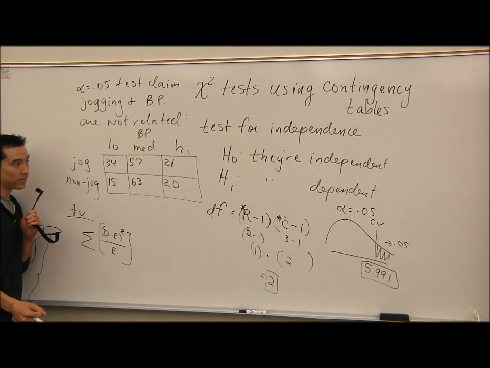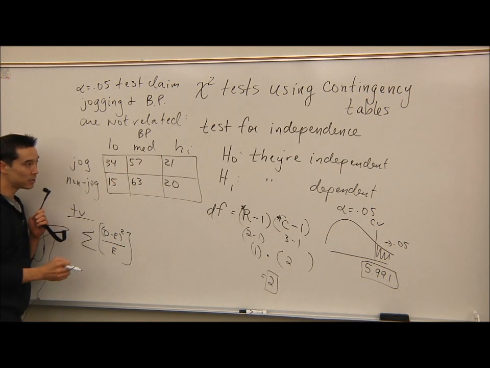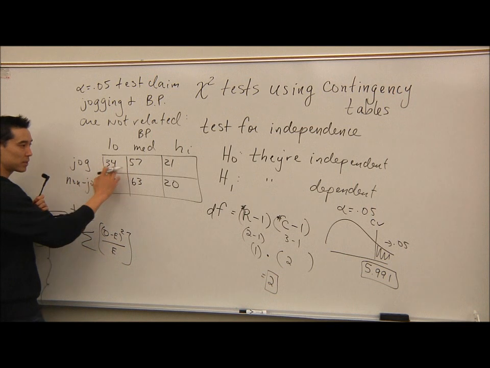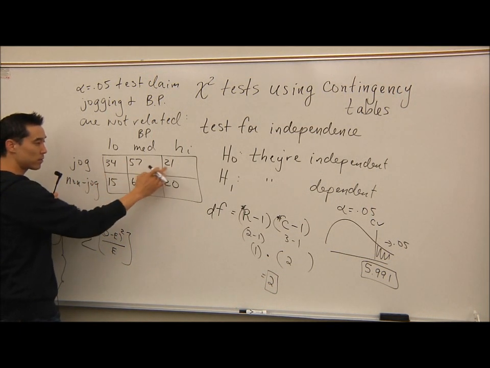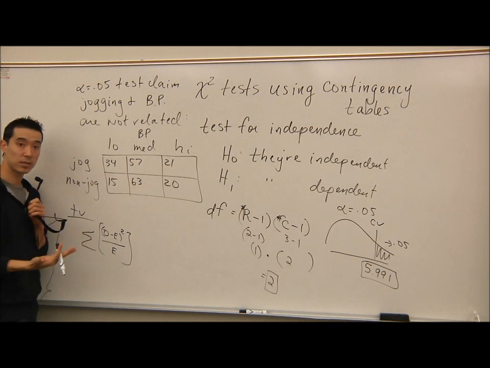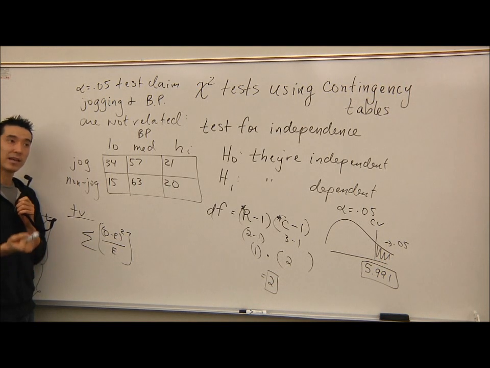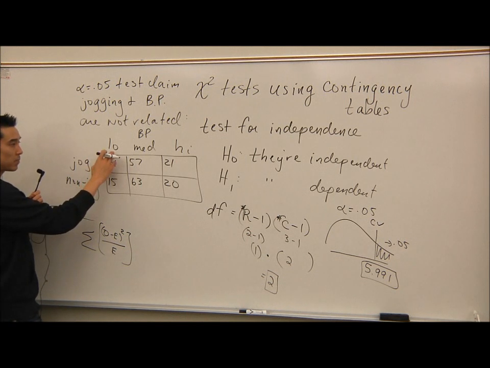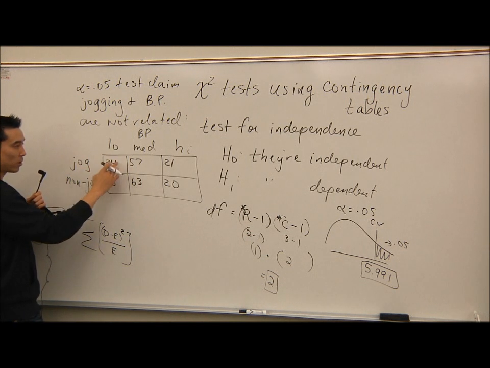Today, it's a little bit different. With contingency tables or matrices, these are all observed values. So I have 1, 2, 3, 4, 5, 6. These were all observed values. Okay? The expected value, we have to figure out ourselves using a formula. Okay? So we're going to have an expected value for low blood pressure joggers.